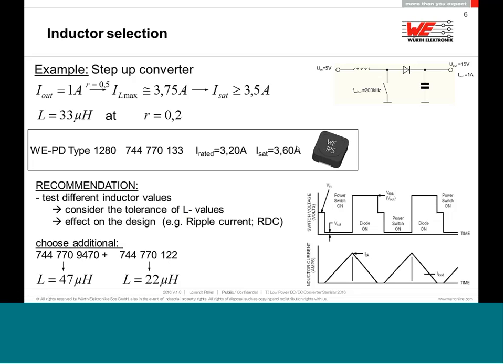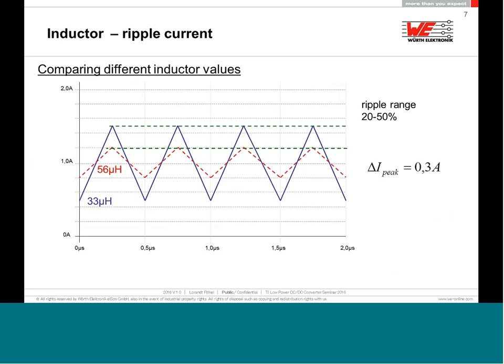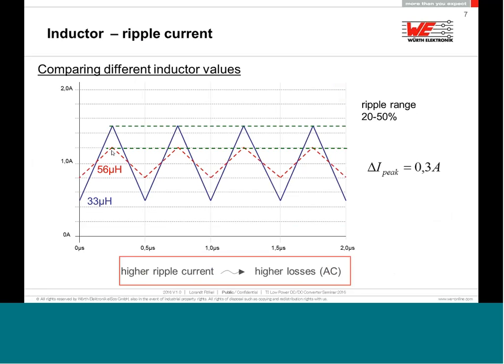You can try a value between 22 and 47 to see which is much better for your recommendation. What will happen with the ripple current if you increase or decrease the inductance? If you look with your scope at this inductance current, you will see that with 56 microhenry, in comparison with 33 microhenry, the ripple current will decrease. So this is exactly what makes the core losses dominant or not so dominant.